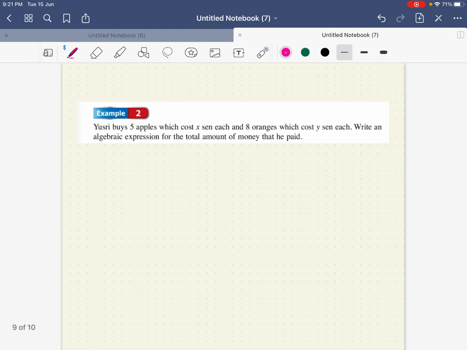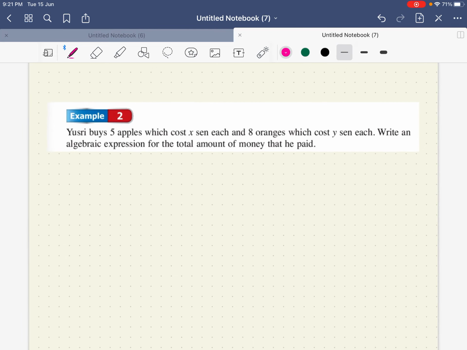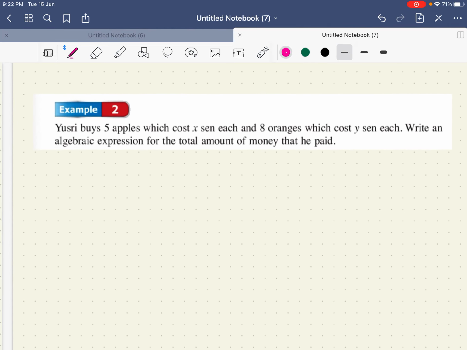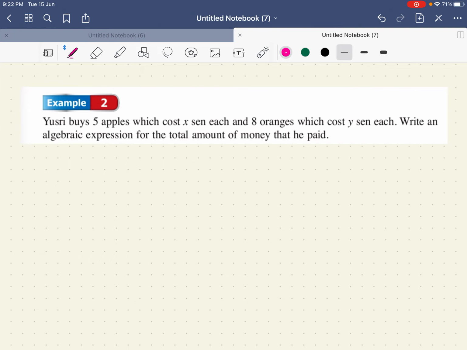Okay, next. This is the last part for today. Ya. Kita try buat sama-sama example 2 ni. Okay, Yusri buy 5 apple which cost X cent sebiji. 8 oranges which cost Y cent each. Write an algebraic expression for the total amount of money that he paid.